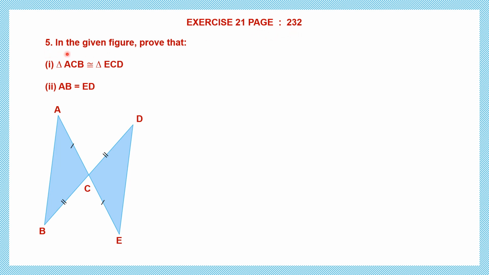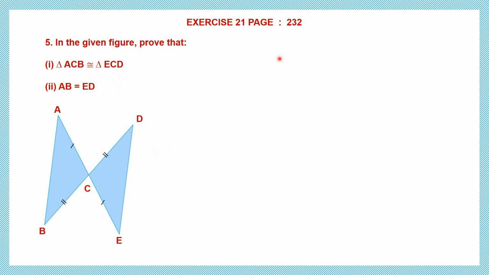Question 5. In the given figure, prove two things. Question 1, that triangle ACB is congruent to triangle ECD. Second one, AB is equal to ED. So we have this figure and we have to prove these two things.